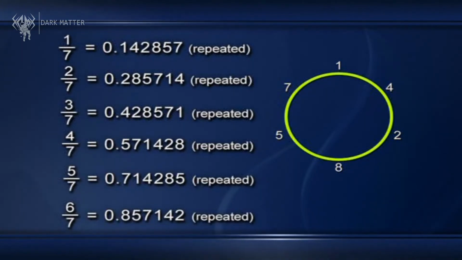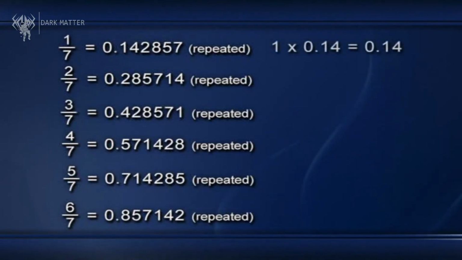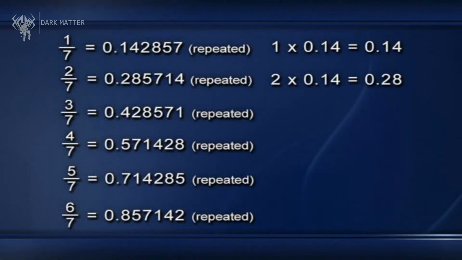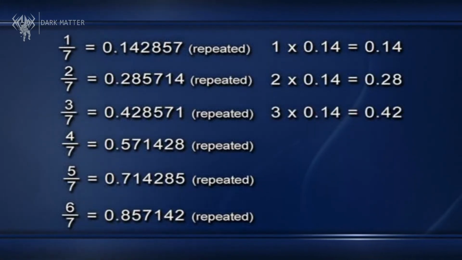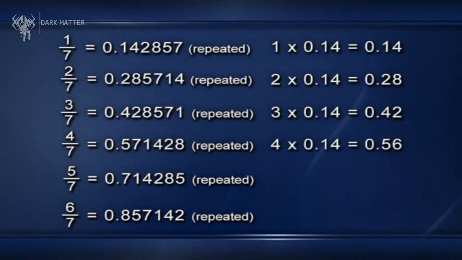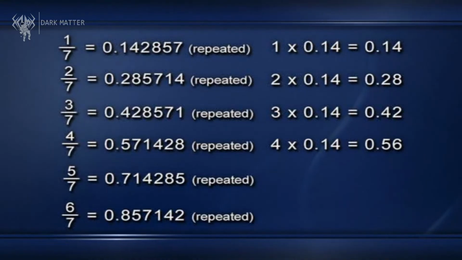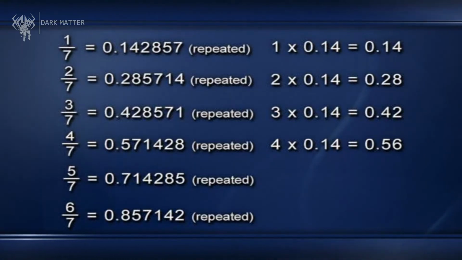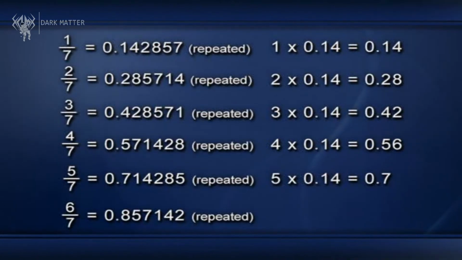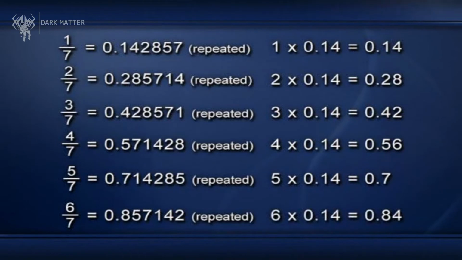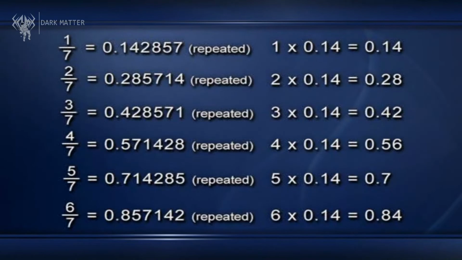And 6/7 is 0.857142 repeated. And it's easy to know where to start on the circle if you remember that 1/7 is about 0.14. So 2/7 is going to start 0.28. 3/7 is going to start 0.42. 4/7, well, let's see, 4 times 14 is 56. It doesn't start 0.56. There aren't any 6's on the circle, but it starts 0.57. 5/7, well, 5 times 0.14 is 0.7, and we start with the 7. And 6/7, 6 times 0.14 is 84, and we start with the 0.85.